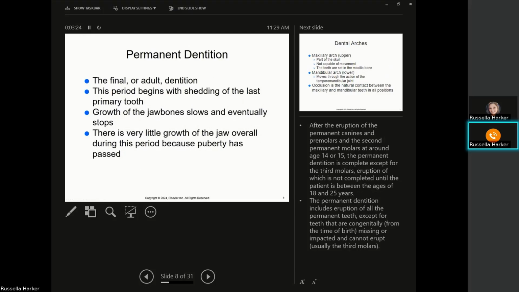So the permanent dentition is that final or adult dentition. Once that last baby tooth has been lost, then the growth of the jawbones will slow down and eventually stop. And there's very little growth over all of the jaws during that period because puberty has passed.